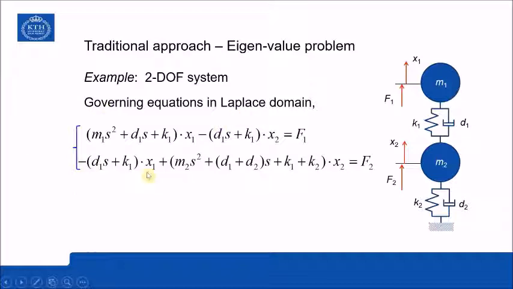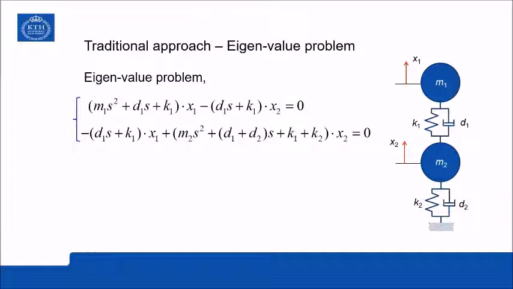Laplace domain like this. We have the exciting force F1 acting on mass 1, F2 on mass 2, and we have the inertia force, the friction force, and the stiffness force acting on mass 1, and so on. So this is a linear system of equations. And the eigenvalue problem, if we replace the exciting forces with zeros, that is the limit case for the system without external excitation force, then we obtain this eigenvalue problem.